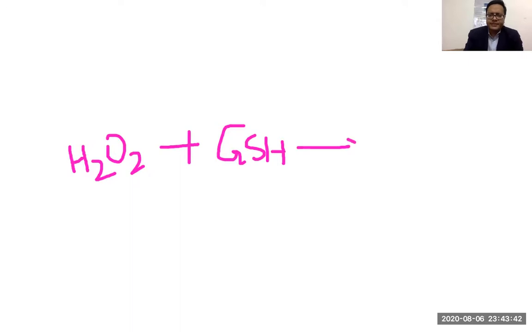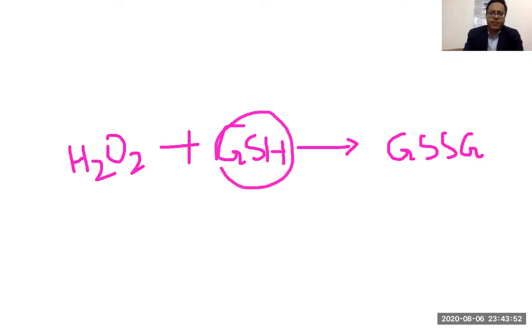This GSH becomes GSSG, the oxidized form. This reduced glutathione is very important for the survival of the RBCs, because GSH protects the RBC from oxidative stress or oxidative damage.